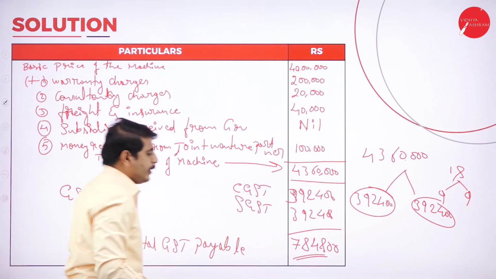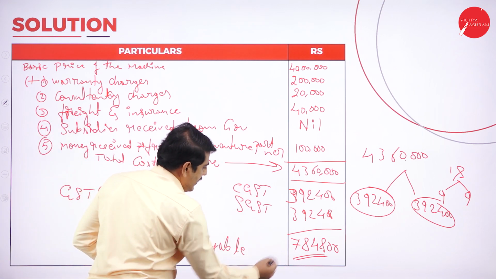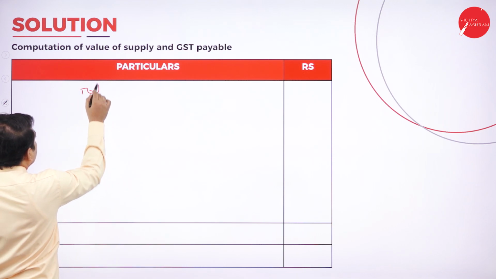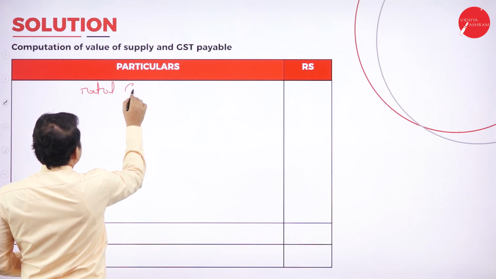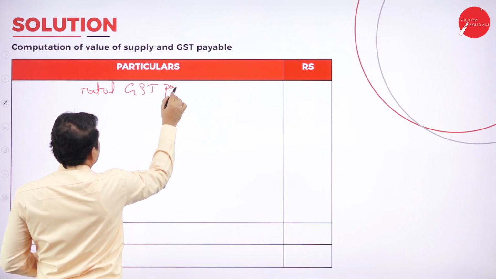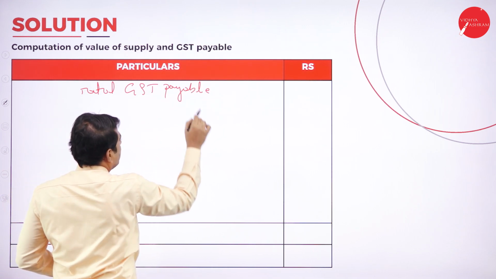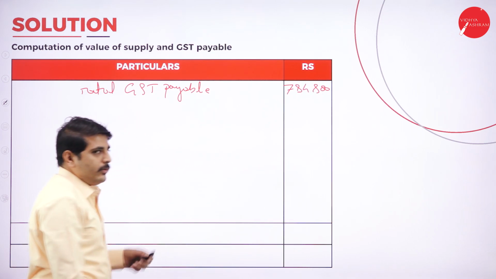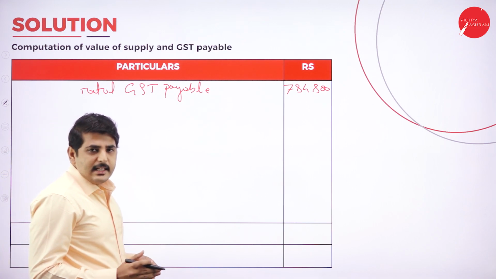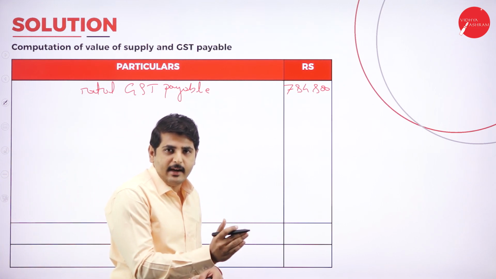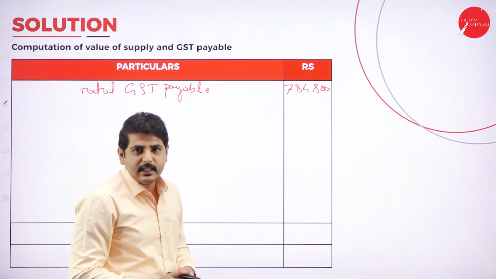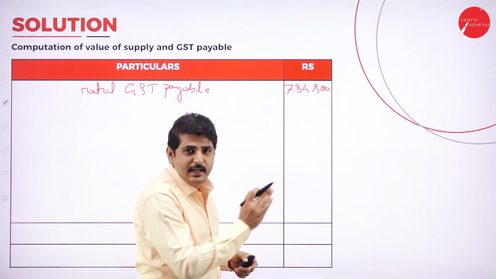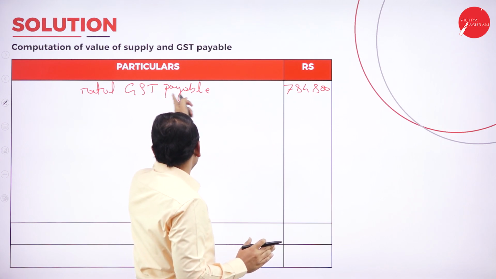Is this amount. Total tax payable or total GST payable is 7,84,800. So total GST payable, how much? 7,84,800. Now, already what he has given in the information, once the amount is paid, then only the supplier gives the discount. So while paying the amount, we have to pay the discount. So that's why GST is already payable here.